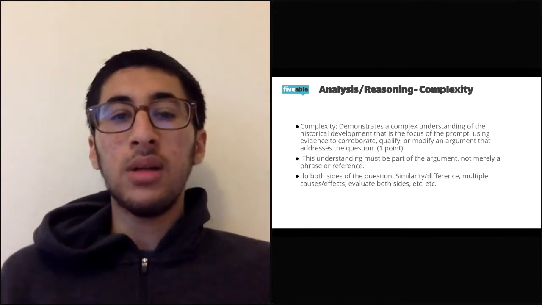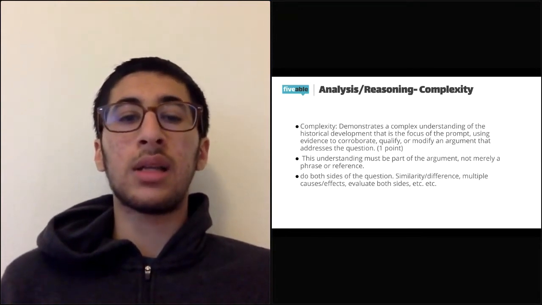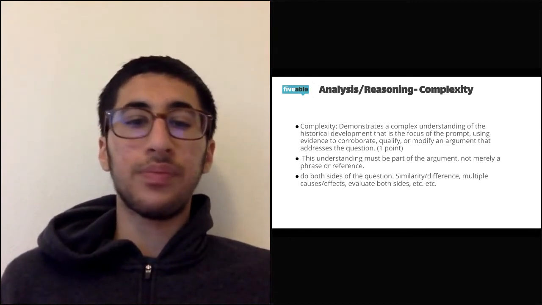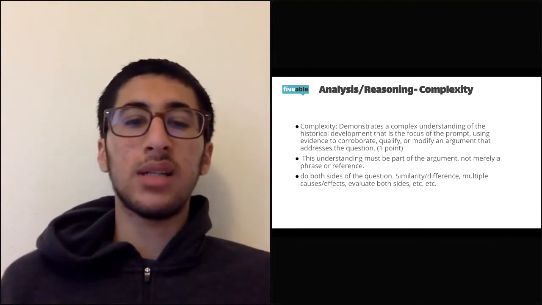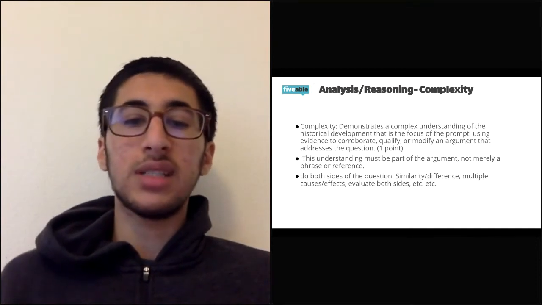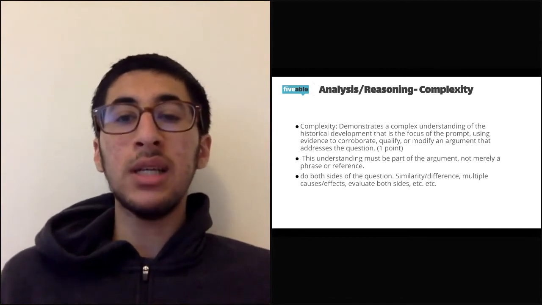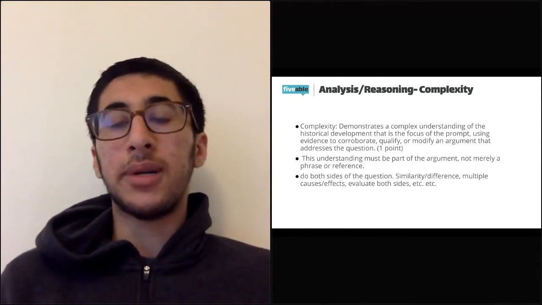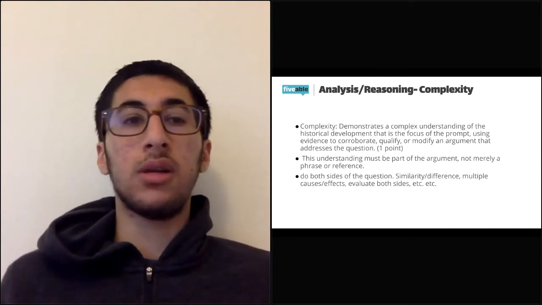For your complexity point, it demonstrates you really understand the development of this prompt, and so you can use evidence that, according to them, corroborates, qualifies, and modifies an argument that addresses the question. So you literally are just finding a similarity or difference. You can evaluate both sides, multiple causes, effects, and whatever you talk about in complexity, it cannot be what you said in your context, your evidence, or your outside point. So you can't double dip on pieces of evidence to get multiple points.